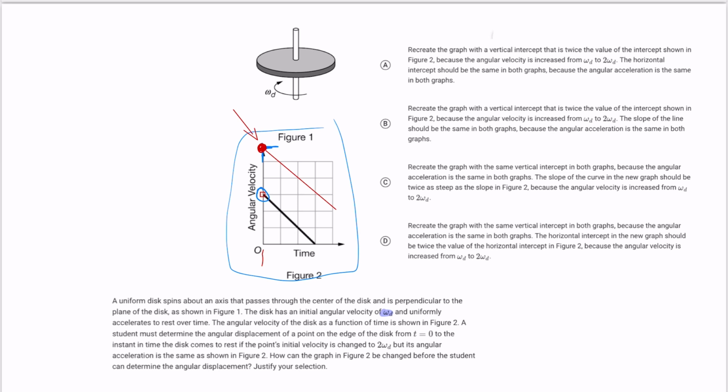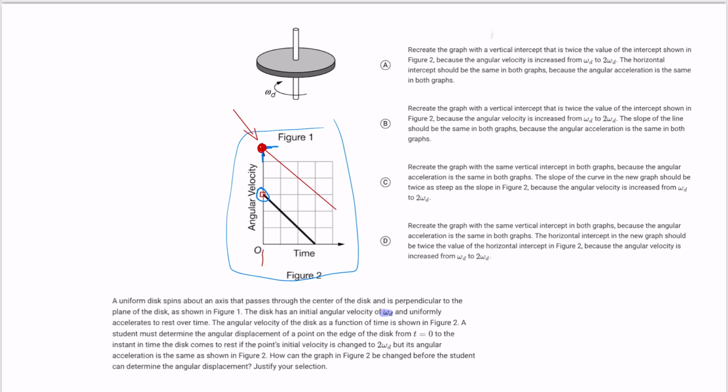Now that we know that, let's see which one of the answer choices lines up with what we already know to be true. A says, recreate the graph with a vertical intercept that is twice the value of the intercept shown in the figure. Okay, good, because the angular velocity is increased from omega to 2 omega. The horizontal intercept should be the same in both graphs.